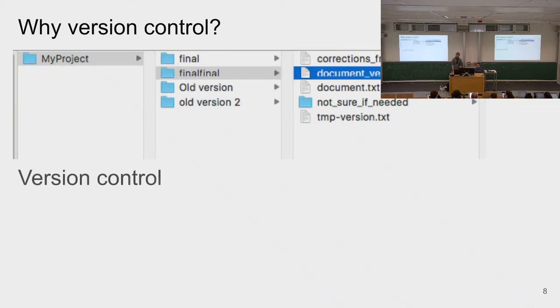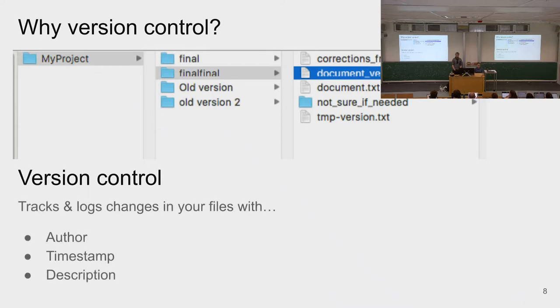Okay, so why version control? Because this is what would happen if you wouldn't have version control. You would have many folders and you would completely lose any idea of what's going on there. Version control systems work far better because they track and log changes in your files together with the author, a timestamp, and a description.